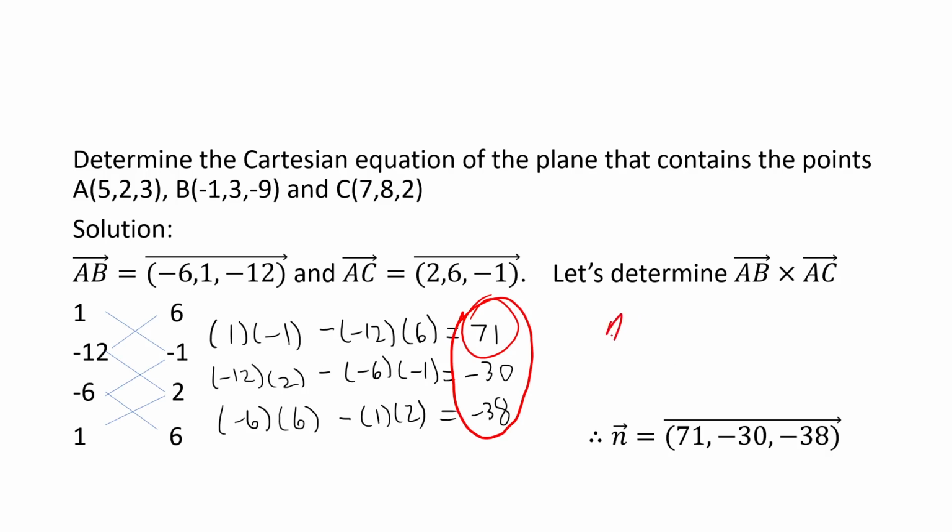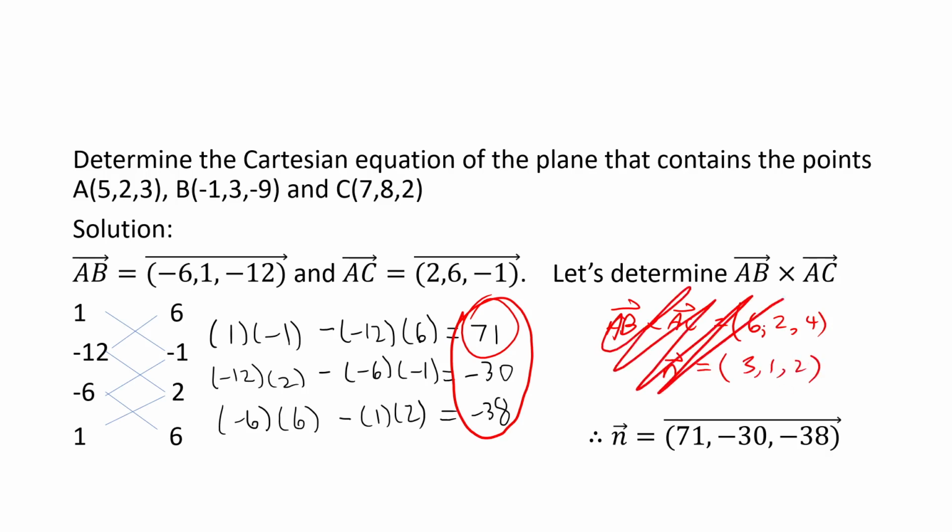Now, just as another little point here, let's just pretend that we had gotten AB crossed with AC equal to the vector 6, 2, 4. If that had happened, then we would probably make n a simpler collinear vector. We'd say 3, 1, 2. So sometimes something like that will happen, but this is not such a case. We can't really reduce 71, -30, -38 and still keep everything integers. So that will be what we call our normal vector.